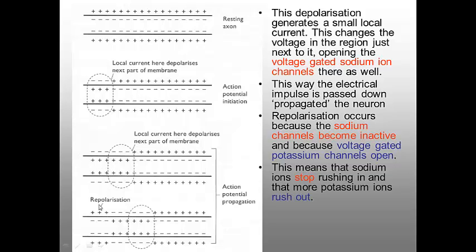Well, behind it is repolarization. During repolarization, two things are occurring. Number one, our sodium ion channels become inactive. That's as we discussed before, looking at the shapes of the gates. And also because our voltage-gated potassium ion channels open.